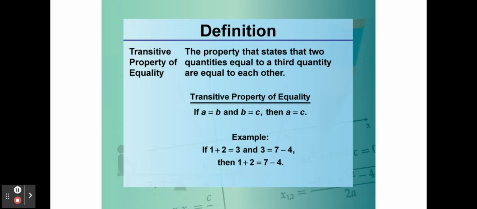Transitive property, we use that a lot. Remember that one. It states that if two quantities are equal to a third quantity, then they must be equal to each other. So if A equals B and B equals C, then A must also equal C.